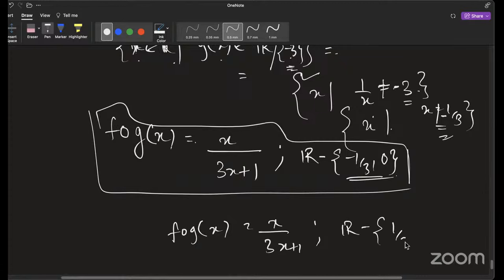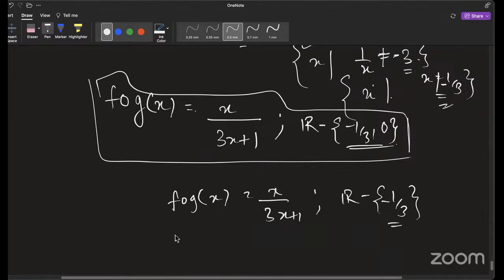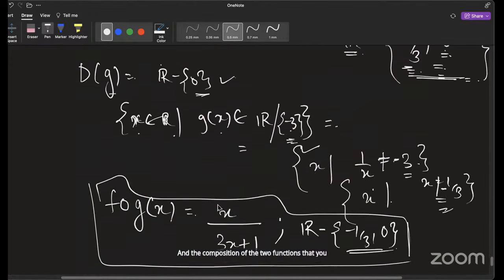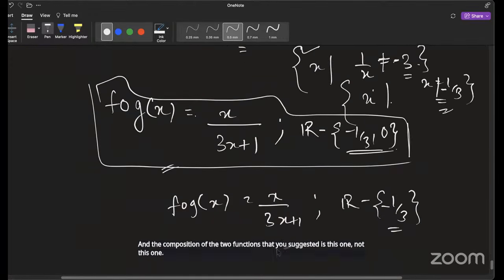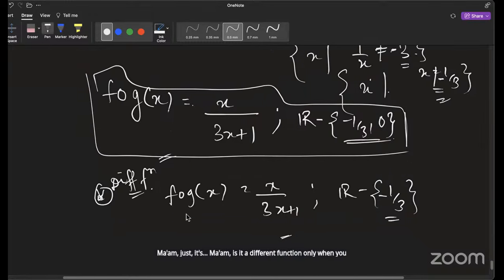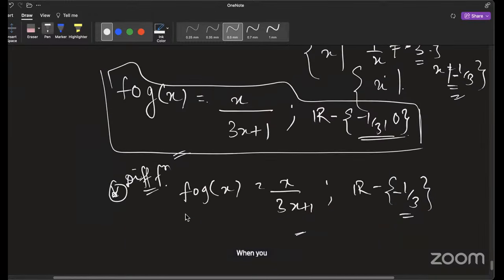These two functions are different. And the composition of the two functions that you suggested is this one, not this one, right? Yes, ma'am. It is the upper one. Ma'am, this one is a different function. Ma'am, is it a different function only when you restrict the domain? When you change the domain, the functions become different. That is the reason.